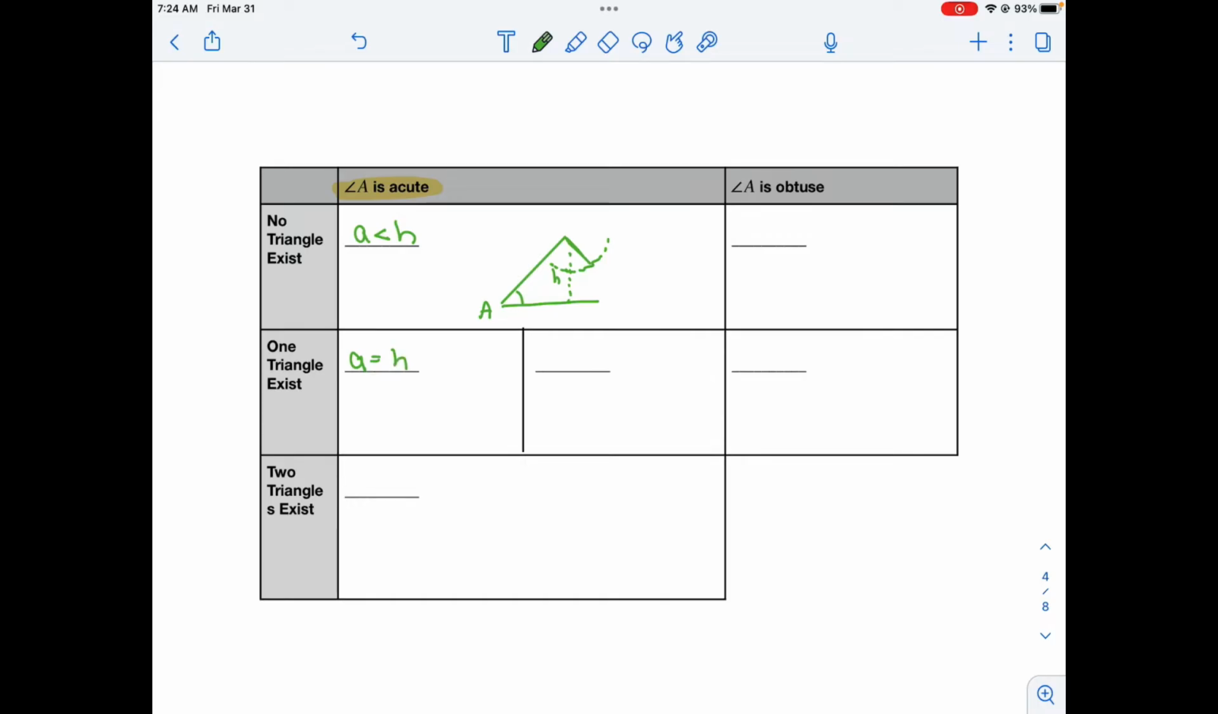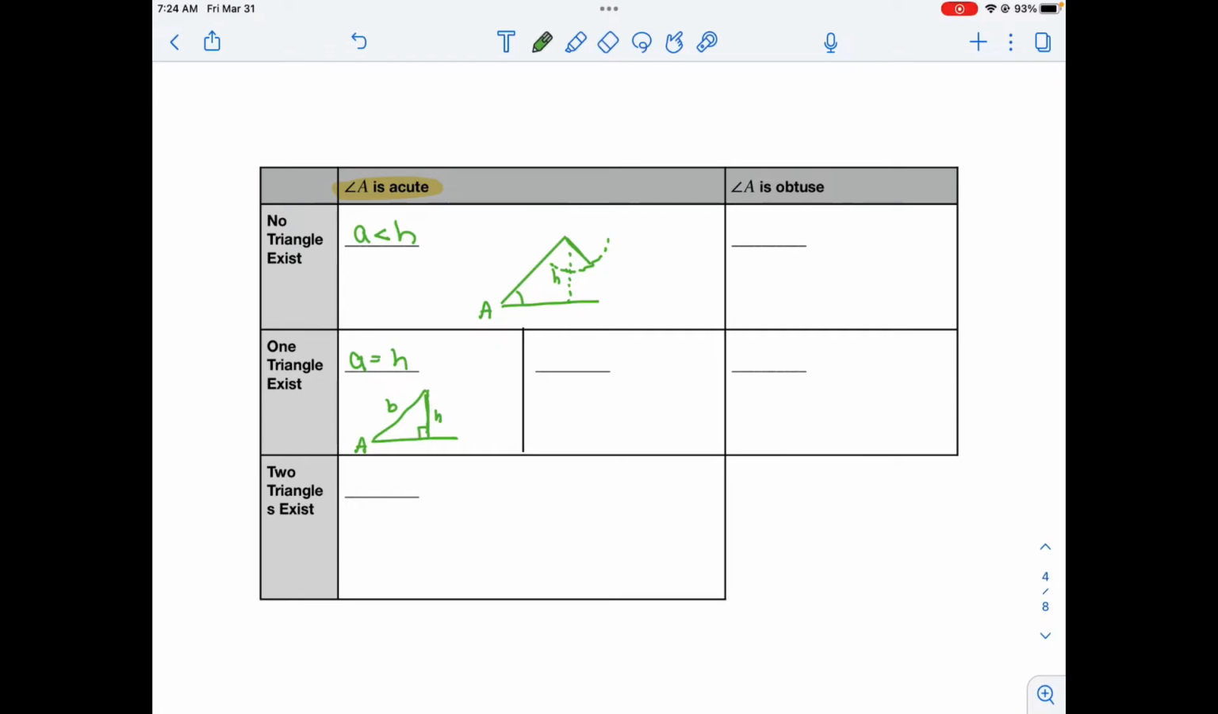Now, for one triangle to exist, there are two possibilities. A could be exactly equal to the height. So if the length of the side opposite the angle given is exactly the length of the height of the triangle, then you're going to form a right triangle and you have one triangle that exists.